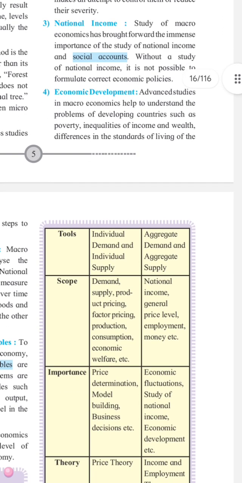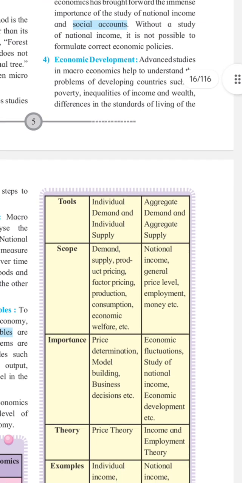Third is national income. The study of macroeconomics highlights the importance of national income and social accounting. Without national income estimates, proper economic policies cannot be formulated. Fourth, we have economic development. Macroeconomics helps in understanding problems of developing countries such as poverty, inequality of income and wealth, and low standard of living. So it also suggests measures for economic development.